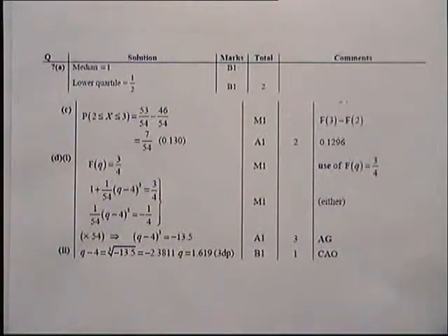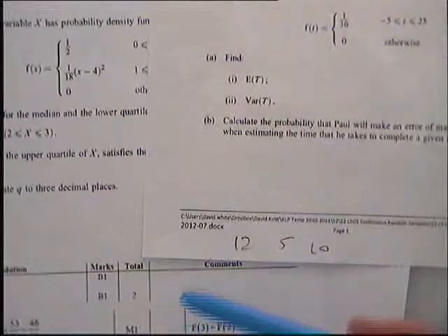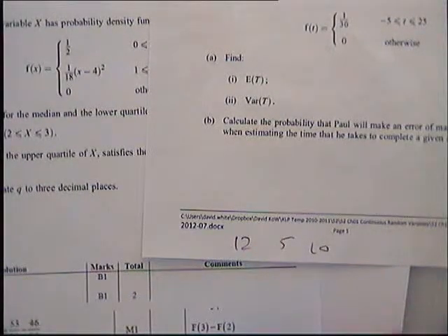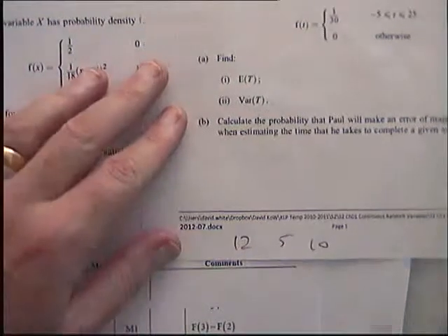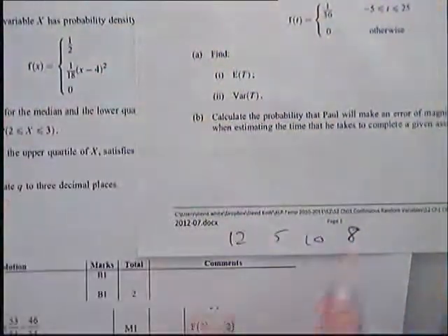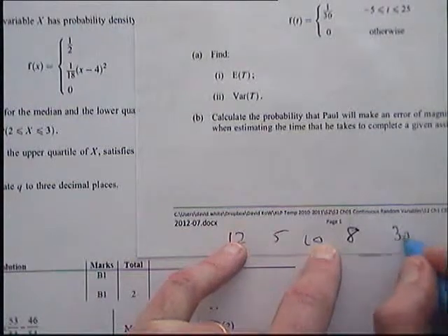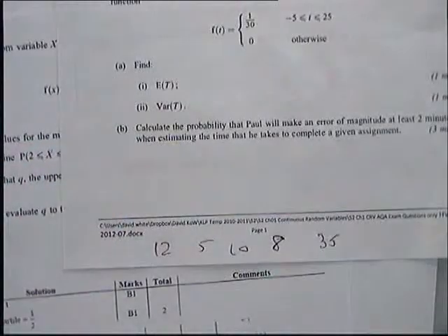So we've got questions so far that were out of 12, 5 and 10, and then this one here is out of 2, 4, this one's out of 8, isn't it? So that's 20, 35? Yeah. Yes, that's out of 35.